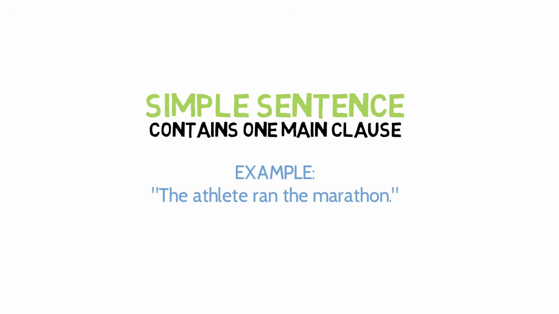Here we are being given one piece of information, that the athlete ran the marathon. We also have 2 nouns, athlete and marathon, but only one verb, which is ran. Notice how this sentence makes complete sense on its own. We're not missing any information, it feels complete. That is because it is made up of a single main clause.